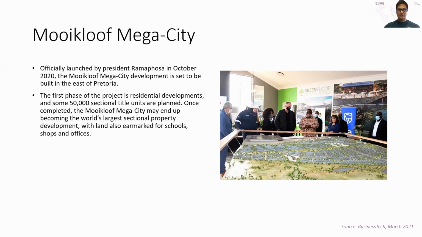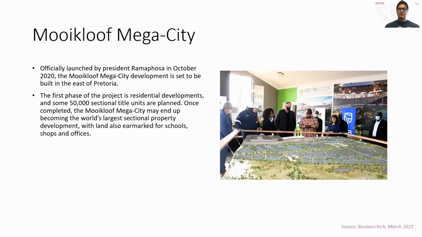So the first phase of the project is residential development. I mean, like I said, housing is a really key component. I think the number that I showed you previously was 968 projected in Africa, so it's quite a big number, and that was a daily average. Again, keep that in mind. So about 50,000 sectional title units are planned. Great, that is really good to hear.